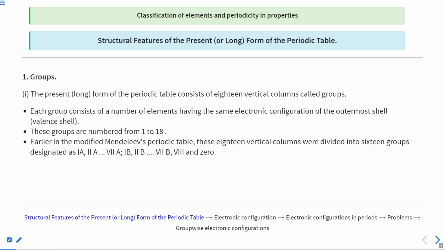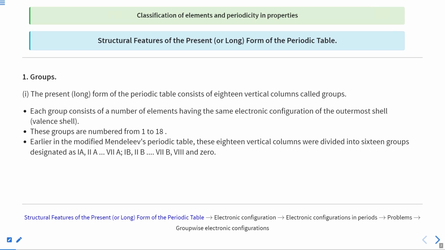Each group consists of a number of elements having the same electronic configuration. Suppose we are going through the old way of classification, 1A, 2A, 3A, 4A up till 7A, then 1B, 2B up till 7B. If I take 1A, then each of these elements will have the same valence electronic configuration. Again, there will be some disparity, but ignoring those, we are very good with this approximation.